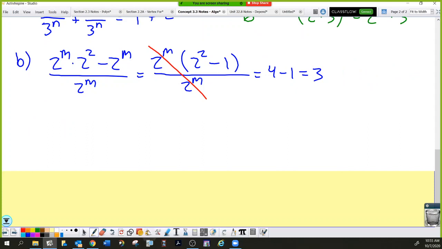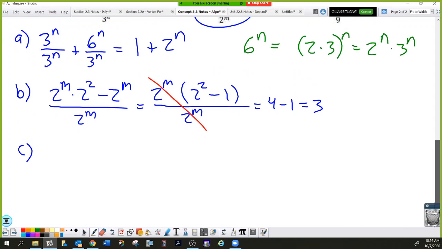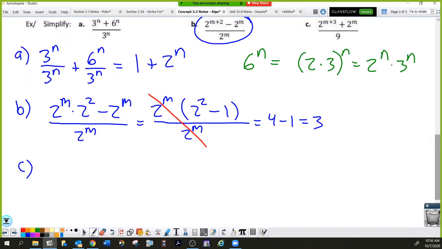Necesito más espacio. Let's change this white. There we go. And the last one, which I can't remember. Alrighty. All right, so that 2 to the m plus 3, that can be written as 2 to the m times 2 to the 3 plus 2 to the m over 9.